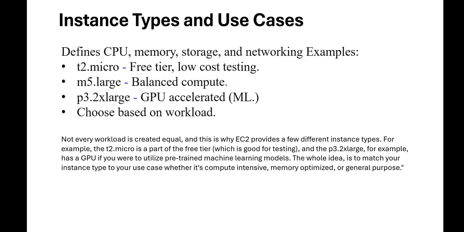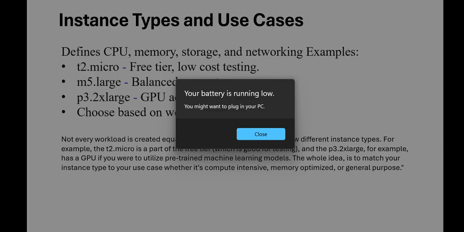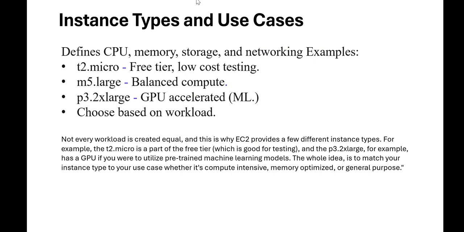Not every workload is created equal, and this is why EC2 provides a few different instance types. For example, the T2 micro is part of the free tier, which is good for testing, and the P3 2xlarge, for example, has a GPU, if you want to utilize pre-trained machine learning models. The whole idea is to match your instance type to your use case, whether it's compute intensive, memory optimized, or general purpose.